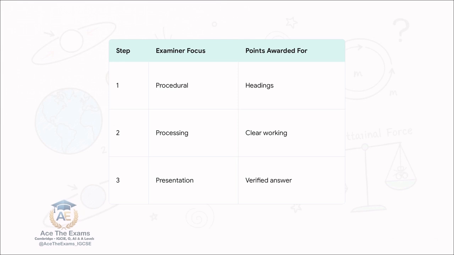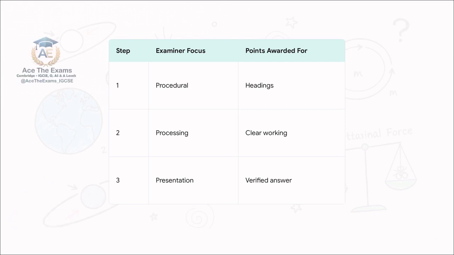Step 3 is Final Presentation. Points are awarded here for a verified answer with the correct units and clear annotation. Standardized units are totally non-negotiable. If the radius is given in kilometers and the time is given in days, but the question explicitly wants meters per second, your step-by-step presentation of that conversion is exactly what earns you the top-tier marks.